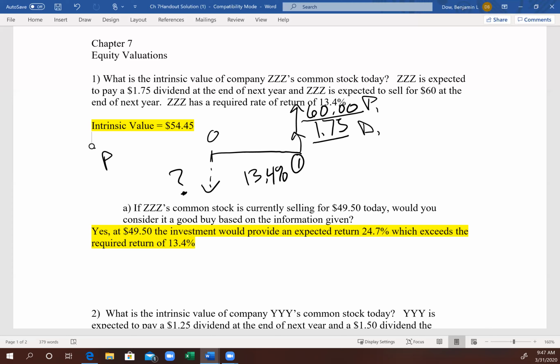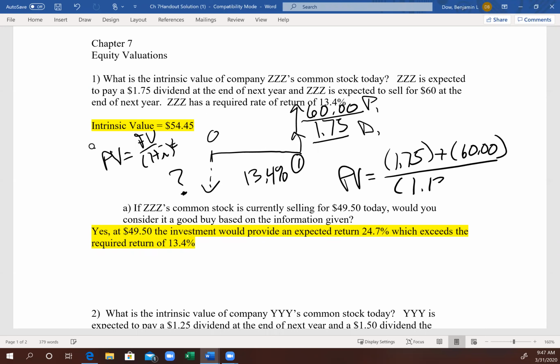Let's go back to what we learned in chapter 4, the very first day. Present value is equal to future value divided by 1 plus I to the T. Okay. So if we wanted to find the present value, and we had $1.75 plus $60, and that was all 1 year from now, we divide it by 1.134 to the first, and 61.75 divided by 1.134 is 54.45.